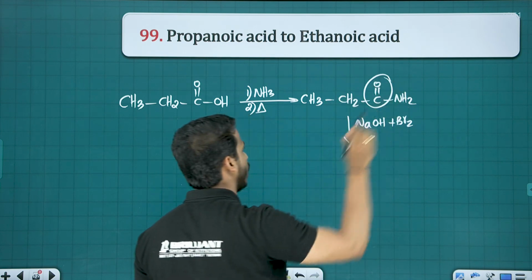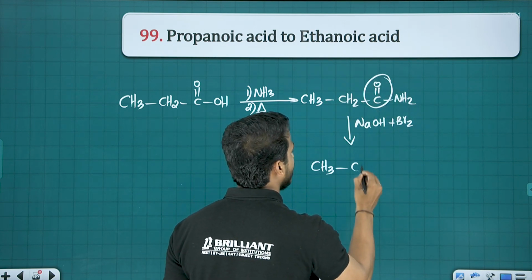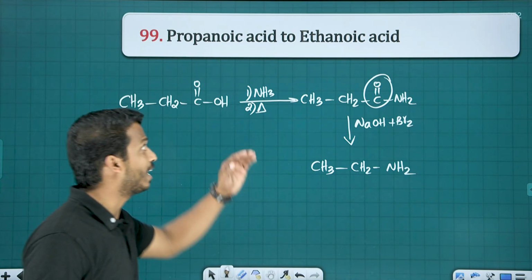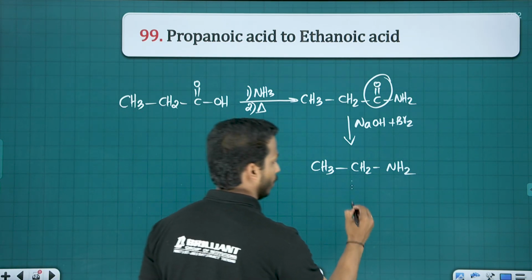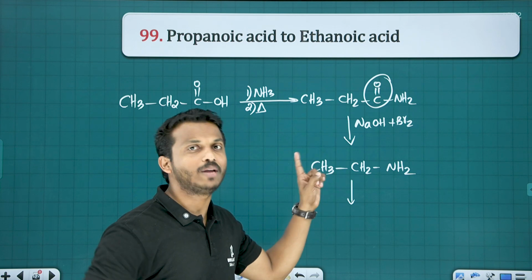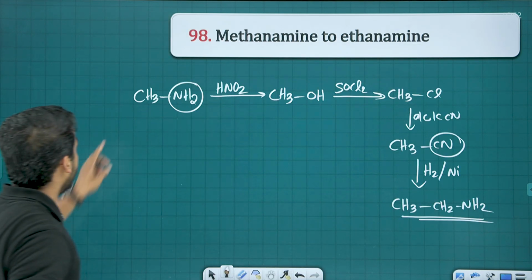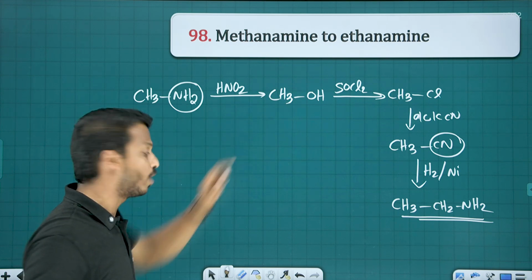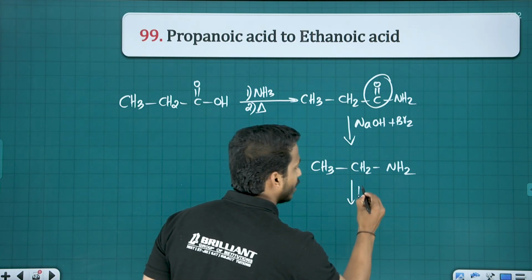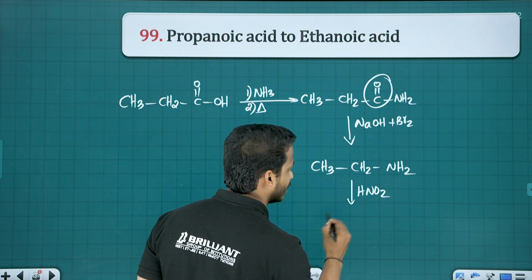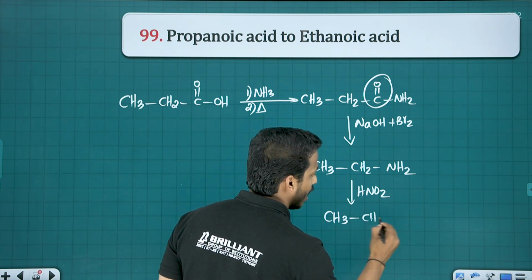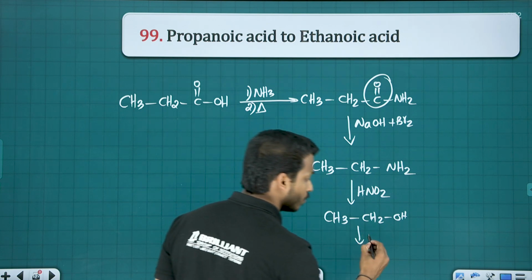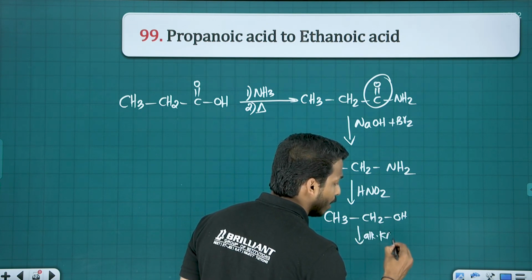The CO group will be cut. Whatever the amide, the CO group is cut, you get the amine. So this is what? Ethanamine. But we need ethanoic acid, right? Okay, no problem. This is an aliphatic amine, my dear. We discussed here, when aliphatic amine reacts with nitrous acid, you will get the corresponding alcohol. So this aliphatic amine, let me react with nitrous acid, it gives the corresponding alcohol. You know, alcohol on strong oxidation with alkaline KMnO4.